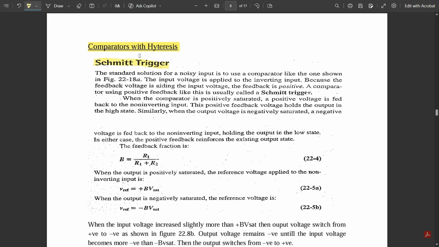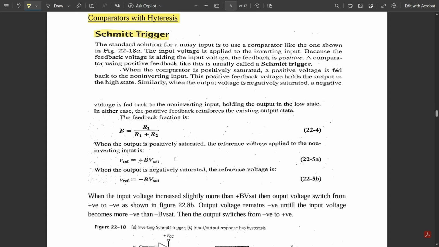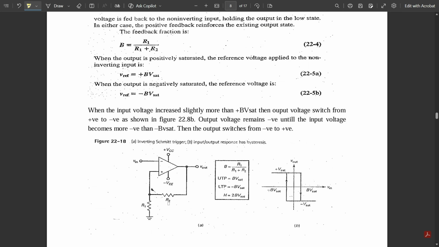So let us see now. The standard function for a noisy input is to use a comparator like the one shown in the below figure, that is figure 22.18a. So the input voltage is applied to the inverting input here, because the feedback voltage is aiding the input voltage. Okay, so whatever feedback voltage is provided would be aiding the input voltage. The connection is made with respect to the non-inverting terminal, so with respect to this terminal, we would be getting the feedback voltage.